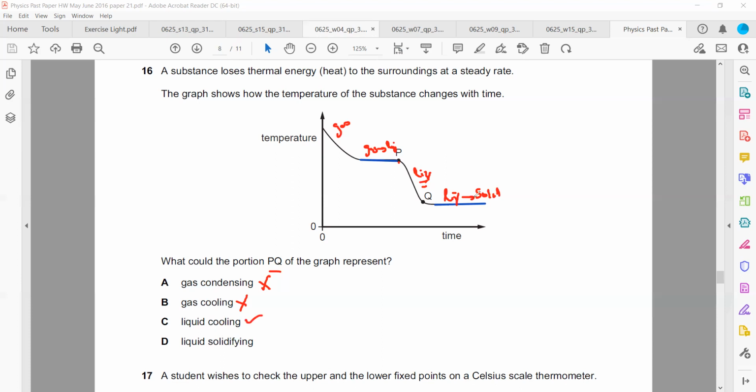And liquid solidify after Q, not between P and Q. We want to tell between P and Q, so that's why C is the right answer.